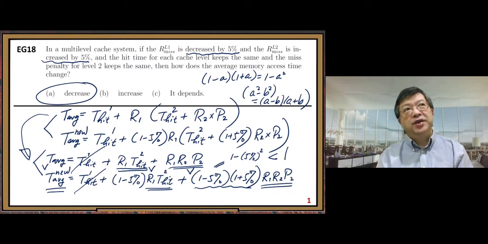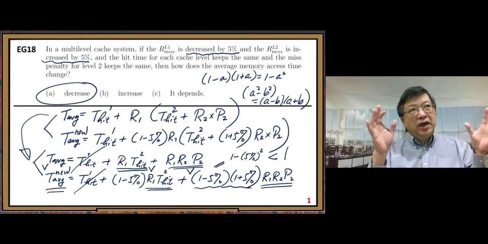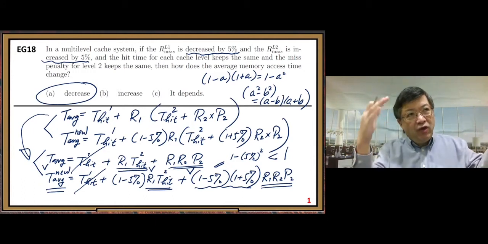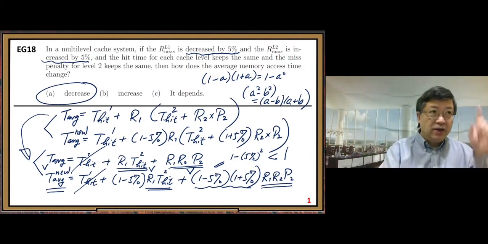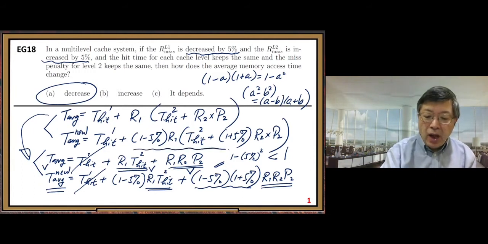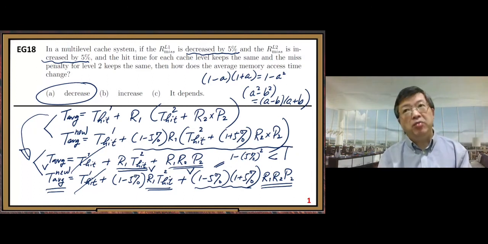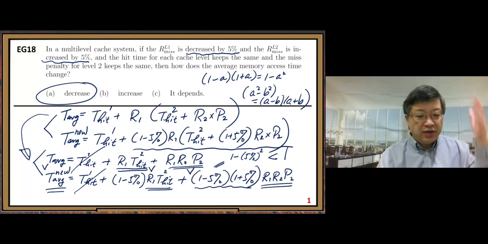So you can see, you need to know the formula, but the second step is also important: you need to know how to manipulate the formula. That's also very important. All right, so that's the first example.